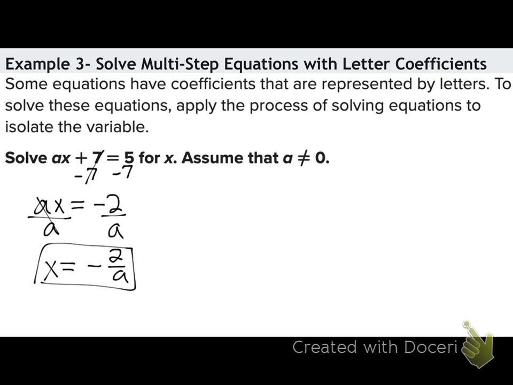Does that make sense? You just leave it in terms of that variable because I don't know what that variable is. If I knew what A was, I would do -2 divided by that number, and it would give me a number. But I don't know what A is, so I can't calculate that, so I've just got to leave it like this. Be okay with that? And with A being in the denominator, this is why I said assume that A does not equal 0, because in math, we cannot have 0 in the denominator. So, there you go. Questions on example 3?